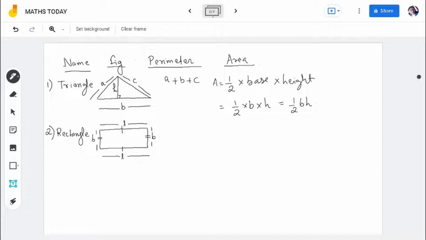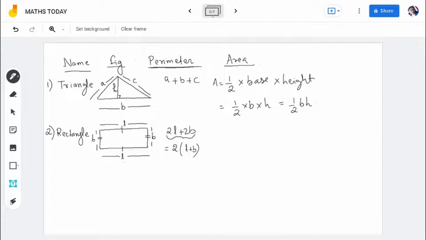So the perimeter we can easily find as L plus B plus L plus B. What does it mean? Two times L are added and two times B are added. So we can write the perimeter as 2L plus 2B. Out of this we can take 2 common, and we are left with L plus B. So this is the formula for finding the perimeter of the rectangle.